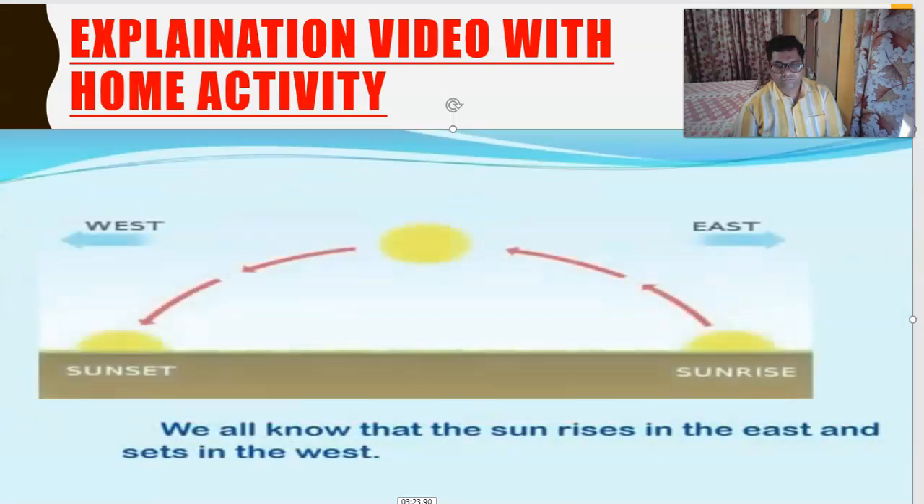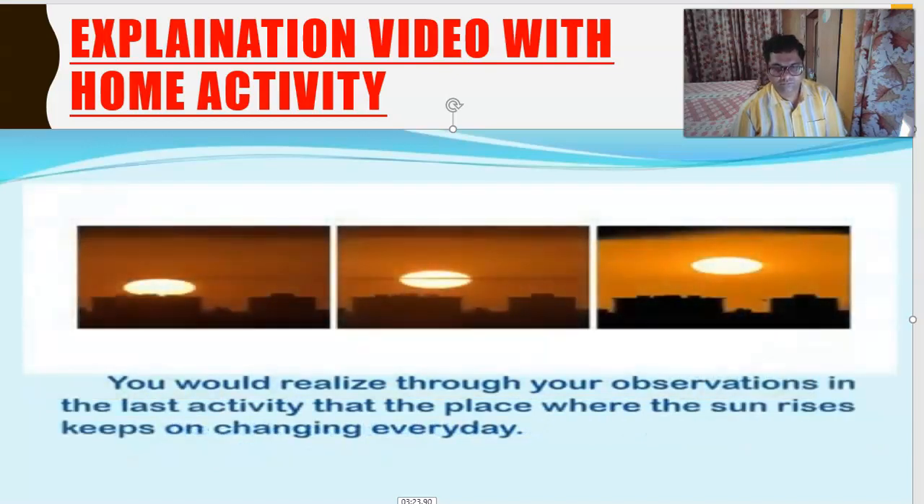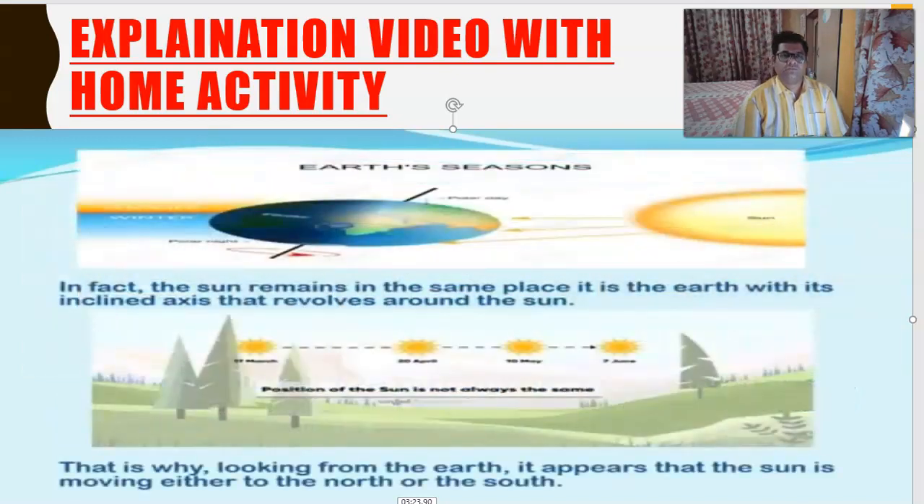We all know that the sun rises in the east and sets in the west. You would realize through your observations in the last activity that the place where the sun rises keeps on changing every day. In fact, the sun remains in the same place. It is the earth with its inclined axis that revolves around the sun. That is why, looking from the earth, it appears that the sun is moving either to the north or the south.